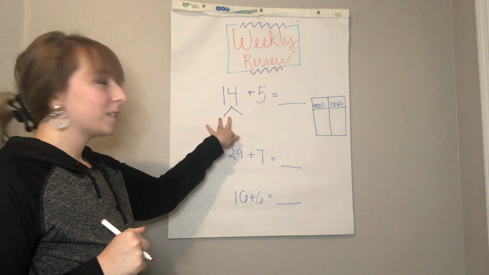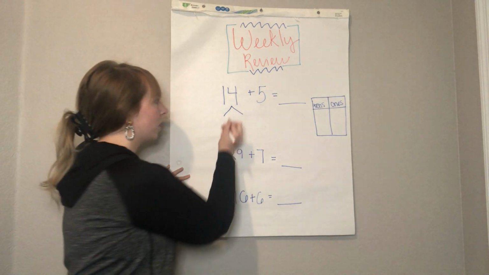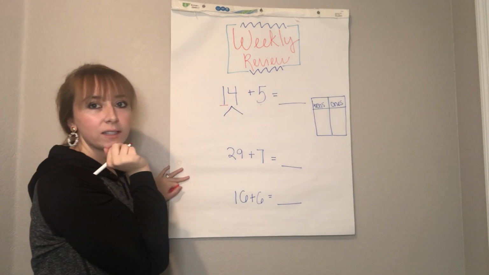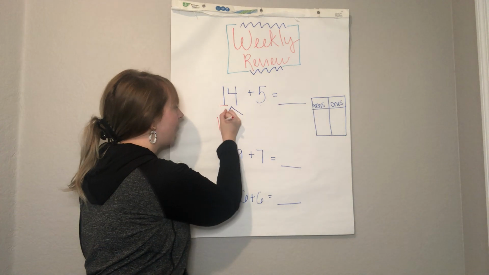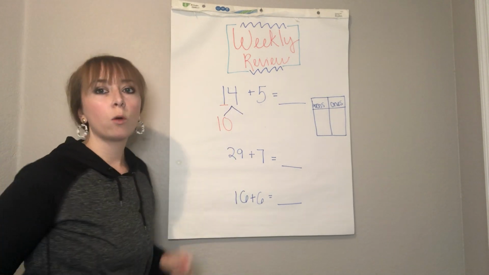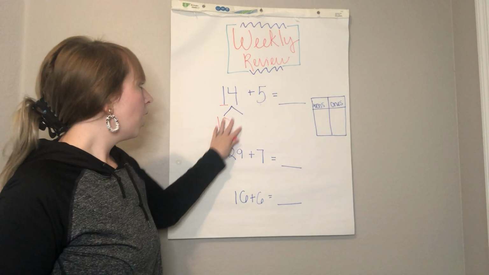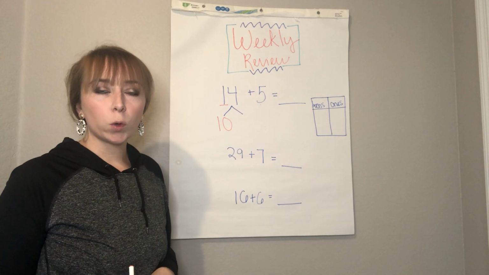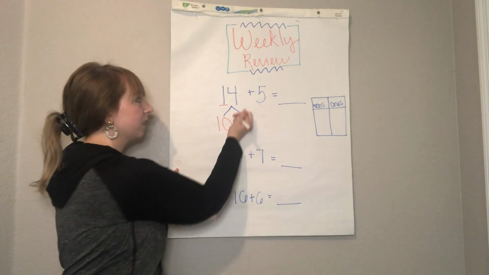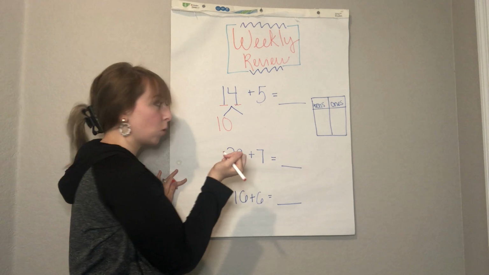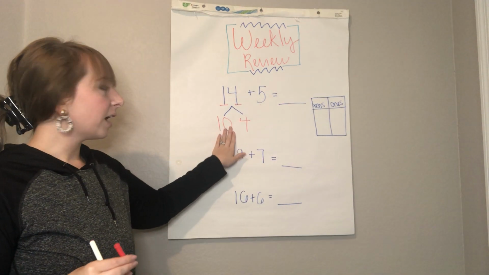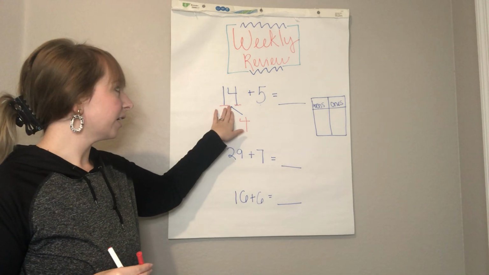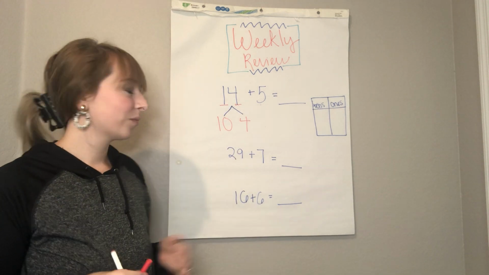All right, 14. Let's break that up by tens and ones. How many tens do we see in 14? We see 1 ten, and that means we're going to put 10 here because that is how much the 1 is worth. How many ones do we see in 14? We look at our ones place, 4 ones. So that means that if Mrs. Gordon was to add 10 plus 4, I would get an answer of 14.